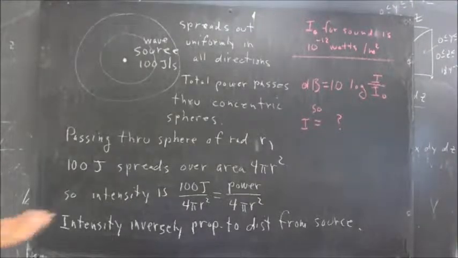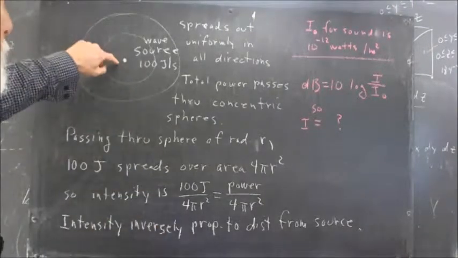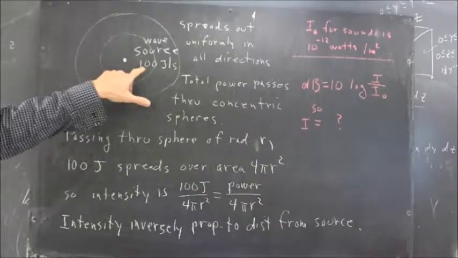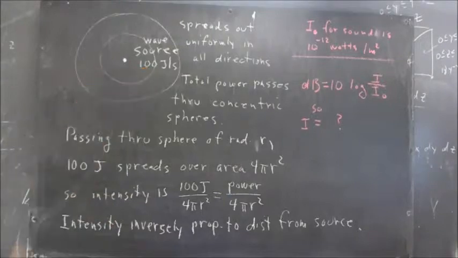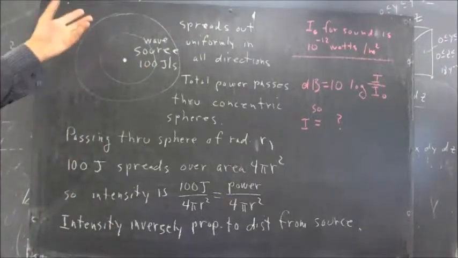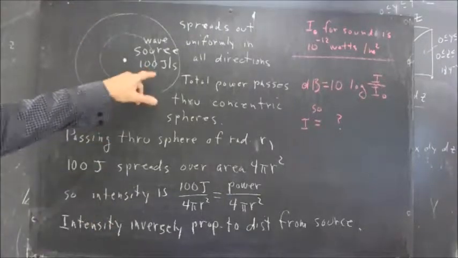A few words on intensity. Assume we have a wave source producing 100 joules per second of power. Okay, 100 watts, in other words. It could be a light, a 100-watt light. It could be a sound, a 100-watt speaker.